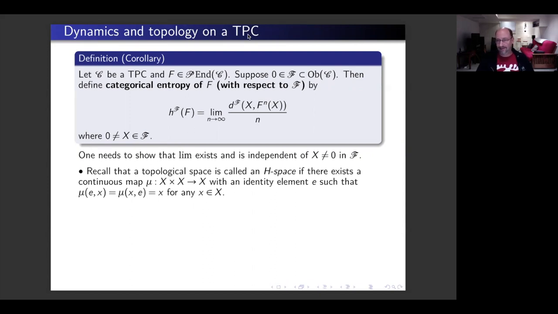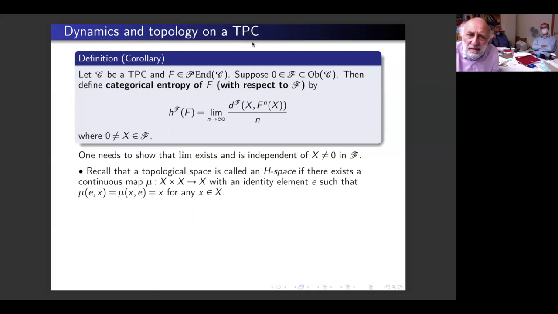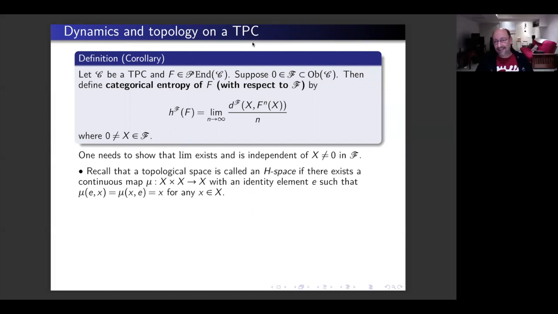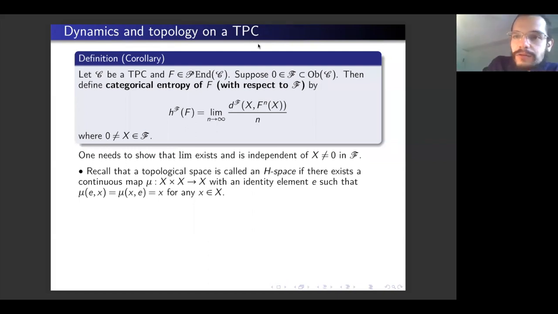Sorry, Octav, maybe you answered the question and I missed it, but returning to the Fukaya category, if F is given by a Hamiltonian map, what would the entropy be then? I don't know. Unfortunately, I didn't look into this. Maybe Jun knows more, but I tried to do something different in geometric terms with this construction. Can I ask a different question?